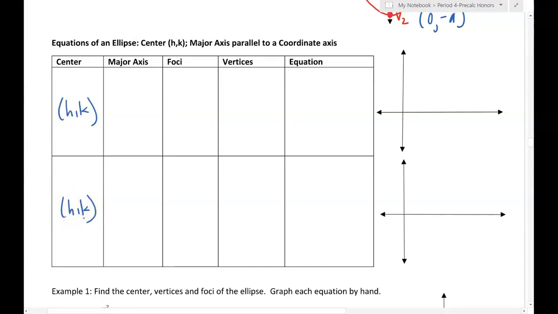We'll draw the first one with the major axis parallel to the x-axis. Let's draw it out, okay? Let's make the center right here, h comma k. And let's make this vertex right here, vertex 1, vertex 2. Not to scale at all. And let's make this a minor axis, just like that. Okay. All right, let's draw it out.